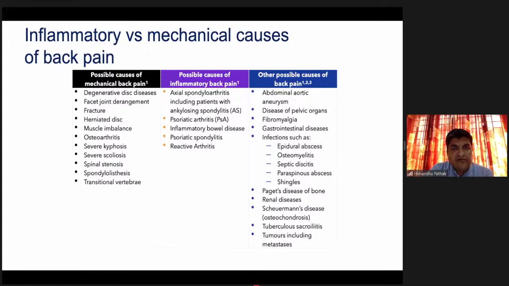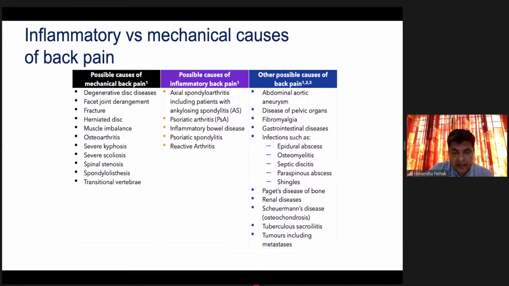So what are the causes of inflammatory and mechanical back pain? When we say inflammatory back pain, the pain is essentially coming from the sacroiliac joint. What are the common causes of mechanical back pain? Mechanical back pain commonly comes from degenerated disc, facet joints, maybe a fracture, muscle imbalance, osteoarthritis, kyphosis, scoliosis, stenosis. All these reasons could be a cause of mechanical back pain. On the contrary, when we say inflammatory back pain, the reason could be ankylosing spondylitis or axial spondyloarthritis, psoriatic arthritis, inflammatory bowel disease related sacroiliitis, psoriatic spondylitis, reactive arthritis.